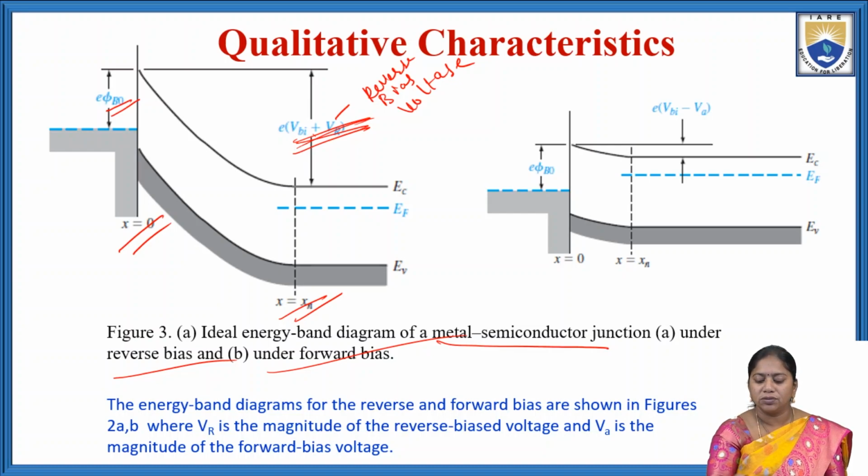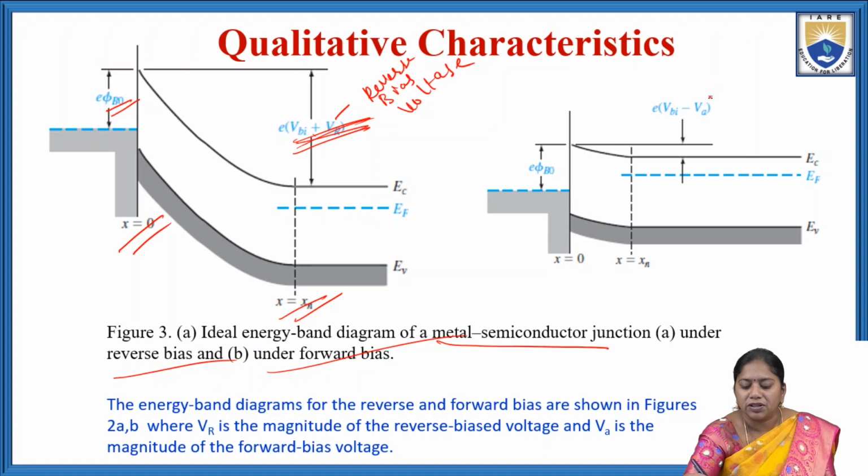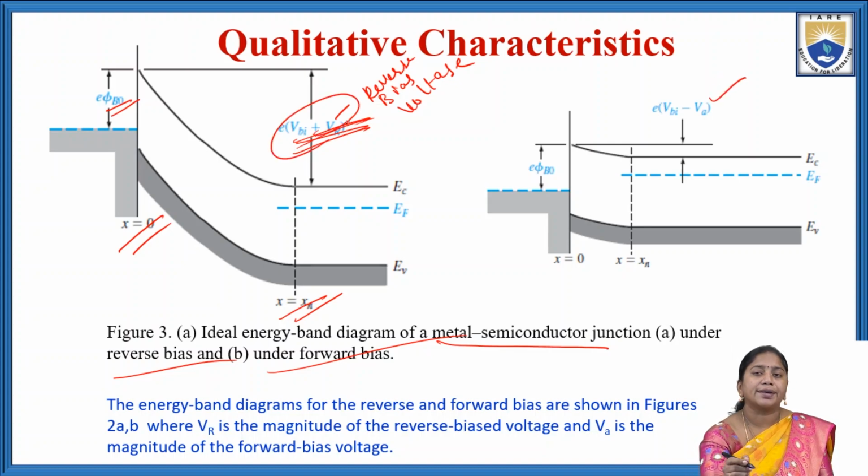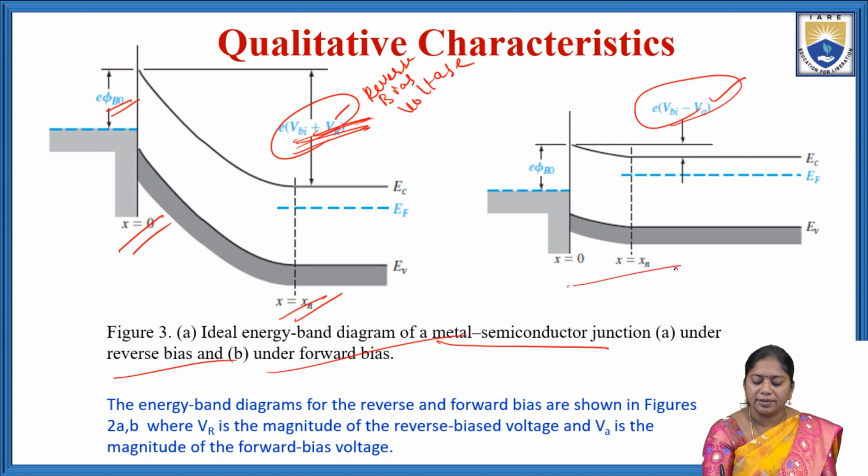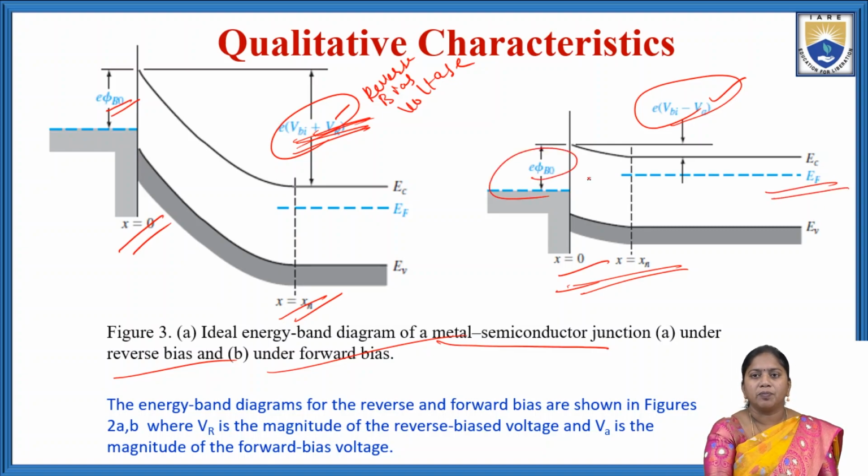B is under the forward bias condition. Under forward bias, we write e times VBI minus VR, whereas in reverse bias we write e times VBI plus VR. All the other conditions remain the same, with x equal to xn and x equal to 0. This is the Fermi level, and e phi B naught is the barrier height.